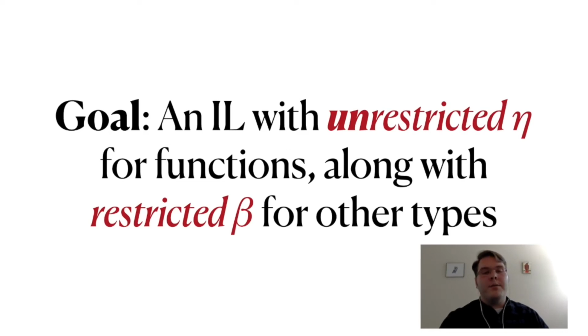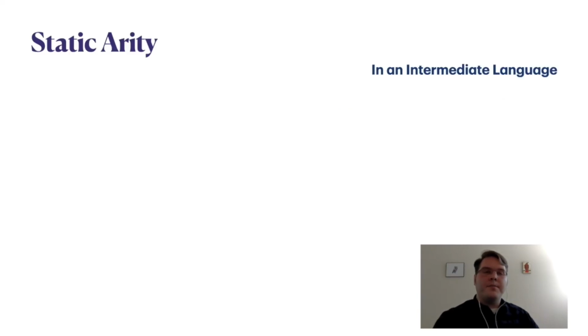However, we can't lose what we already had. Practical compilers place restrictions on beta reduction that are crucial for algorithmic complexity. Therefore, our goal is to have an intermediate language with unrestricted eta expansion for functions, but alongside restricted beta reduction for arguments of other types.